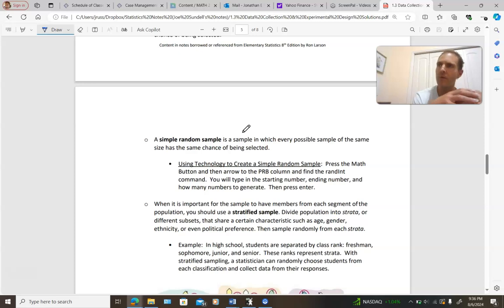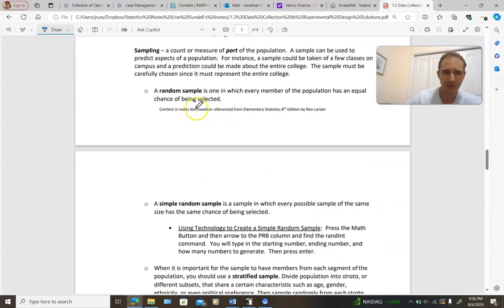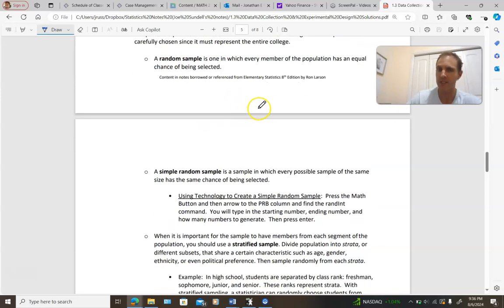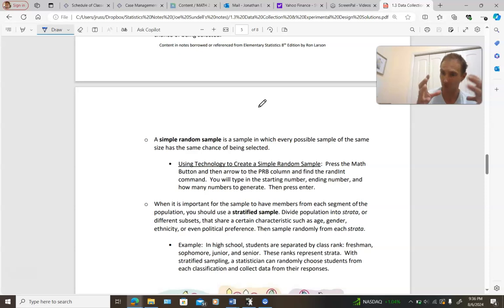So for example, if we were to take every single possible sample of 20 members, and then from that group we were going to select one, we would say that each of those groups of 20 is just as likely to be selected as any other group. So it's sort of like the random sample, except with actual groups, samples themselves instead of members.